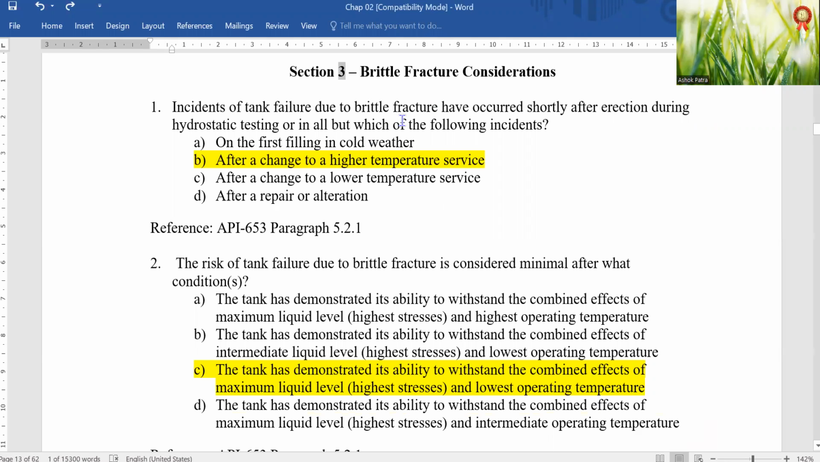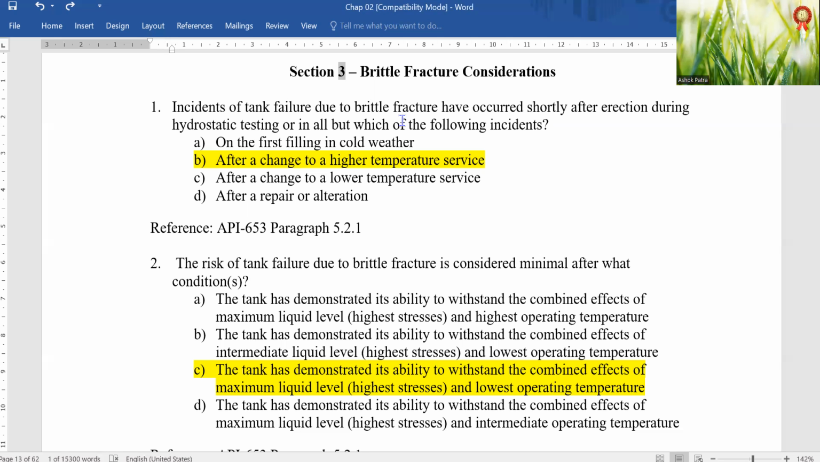But for this section 3, brittle fracture consideration. Incidents of tank failure due to brittle fracture have occurred shortly after erection during hydrostatic testing, or in all but which of the following incidents? After a change to higher temperature service, it will never happen. So that is the "all but."